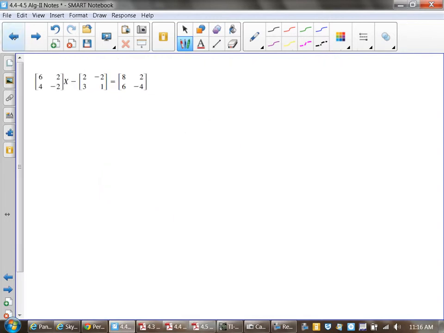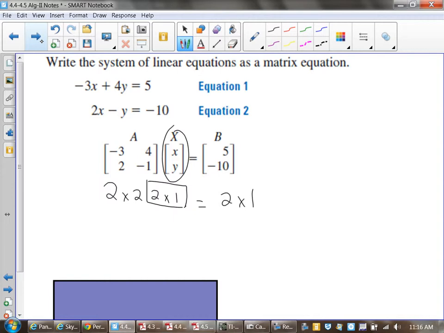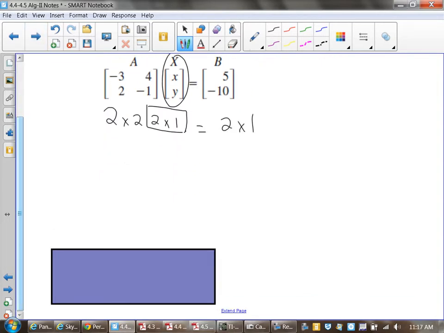Well, what did I do on the other ones? I multiplied by the inverse, right? So in your calculator, if you take the inverse of matrix A times matrix B, it's going to equal that x column matrix. Now, matrix A is, once again, alpha zoom. It's a 2 by 2. -3, 4, 2, -1. Take the inverse.